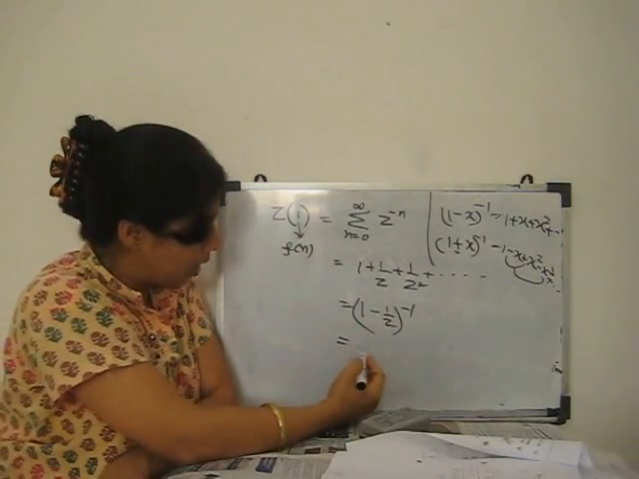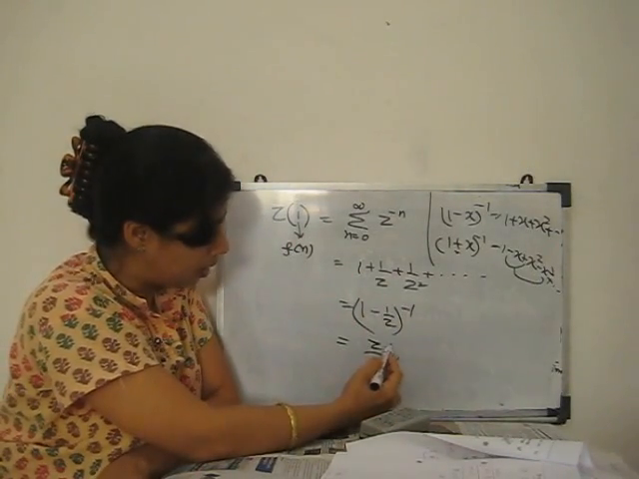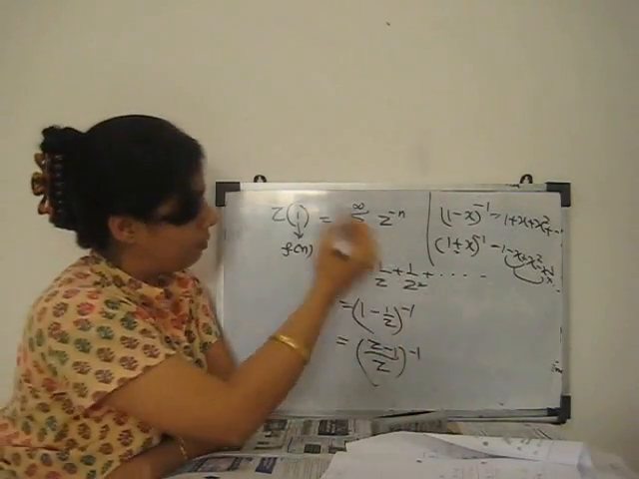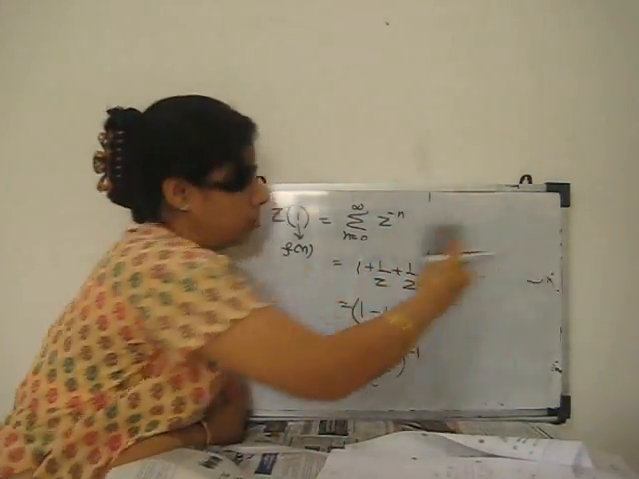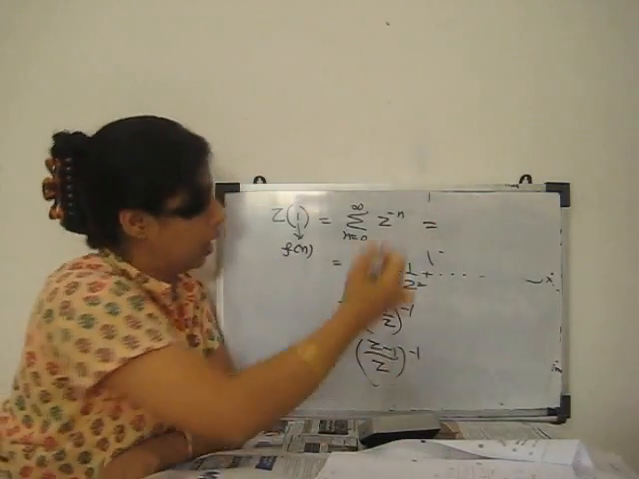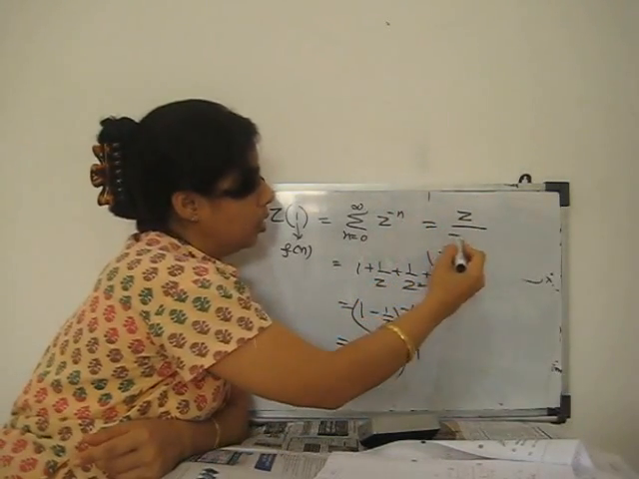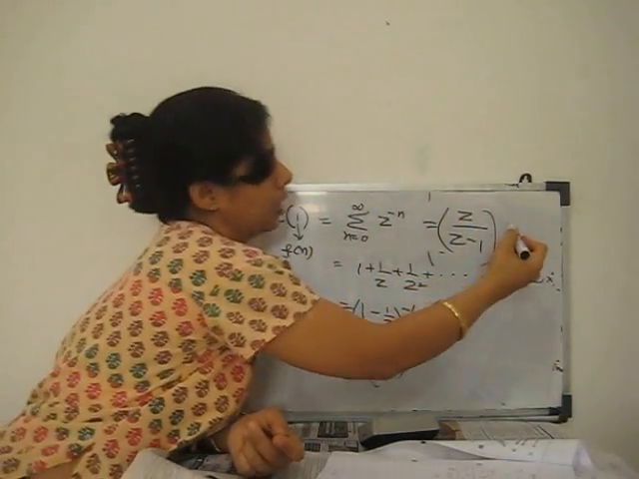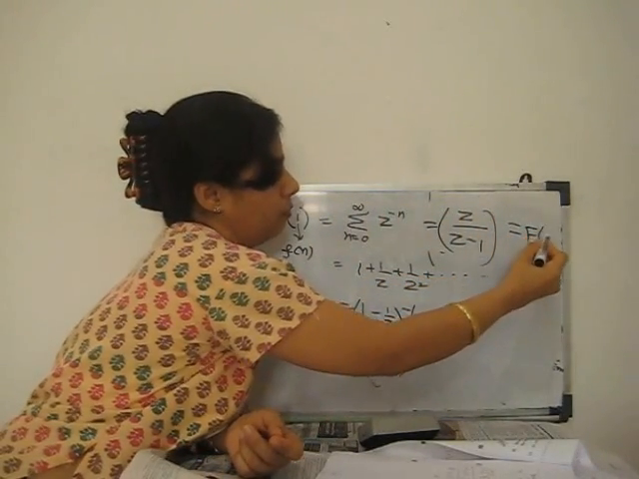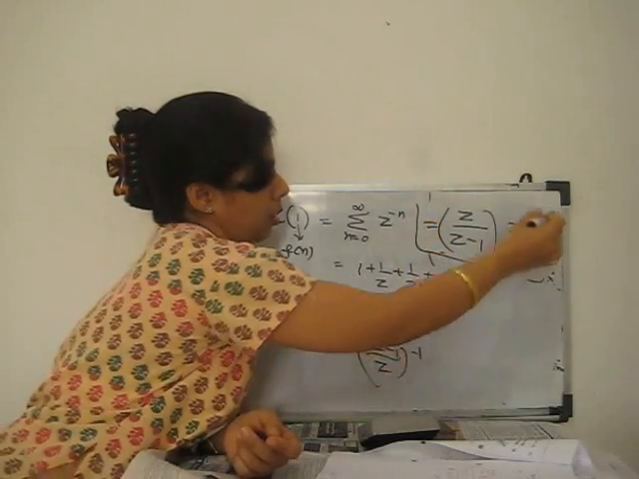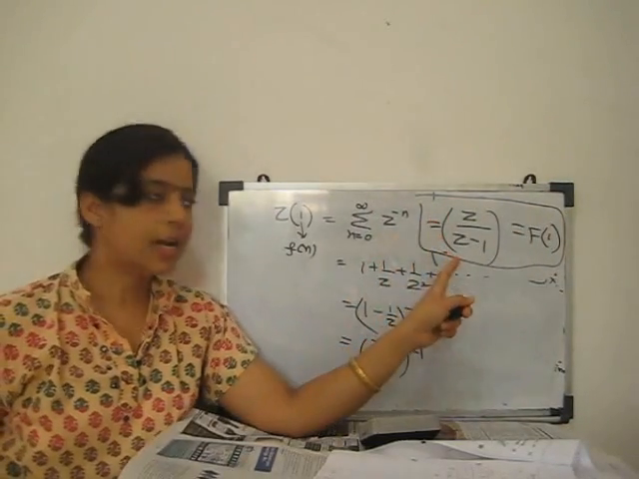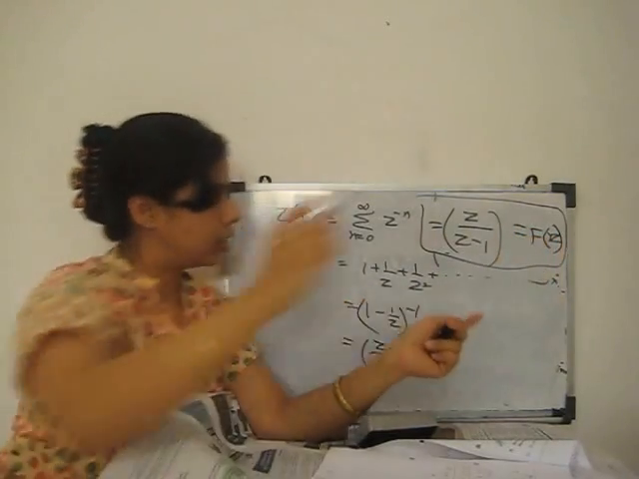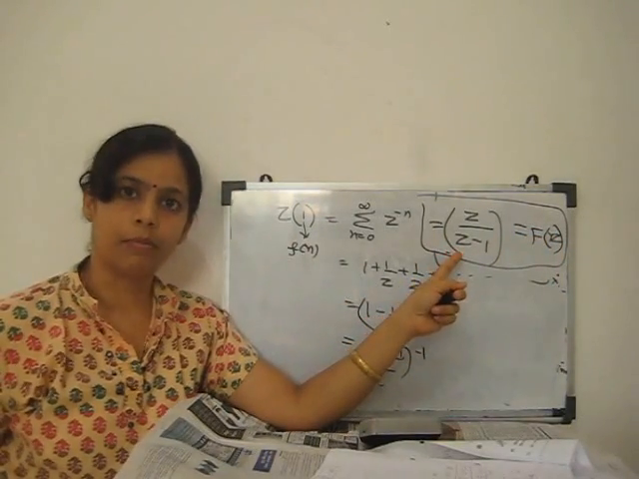Again take the LCM: Z upon Z minus 1, inverse. You have to reverse it. So when we reverse it, our solution is Z upon Z minus 1. So the Z transform for Fn equal to 1, F(z), is given by Z upon Z minus 1.